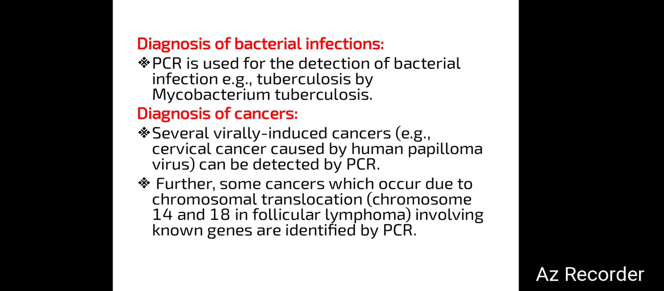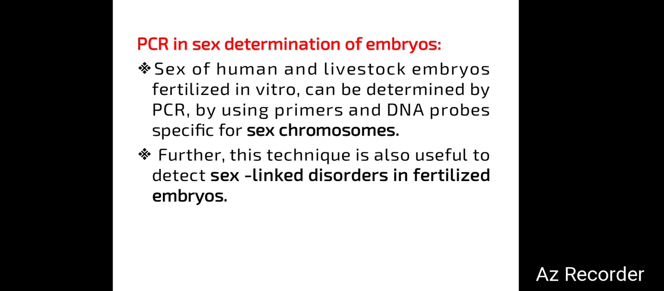PCR in sex determination of embryos. Sex of humans and livestock embryos fertilized in vitro can be determined by PCR by using primers and DNA probes specific for sex chromosomes. Further, this technique is also useful to detect sex-linked disorders in fertilized embryos.